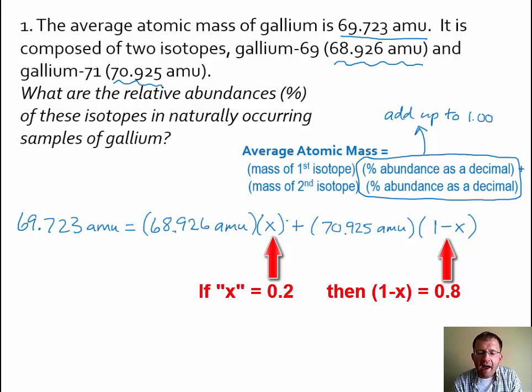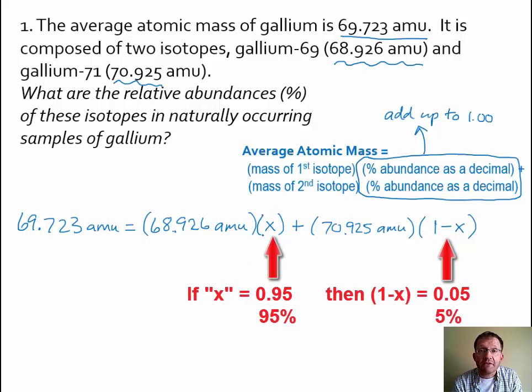For example, if x turns out to be 0.2, then the other one has to be 1 minus x, 0.8, right? Because those two percentages have to add up to 1. If the first percentage worked out to be 0.95, then the second one would have to be 1 minus 0.95, or the remaining 0.05, 5%. So the two values here, our x and our 1 minus x, need to add up to 1 at the end. And we're going to solve for x in that way.